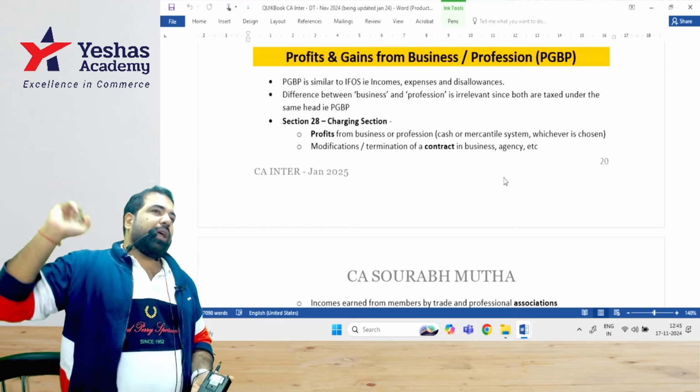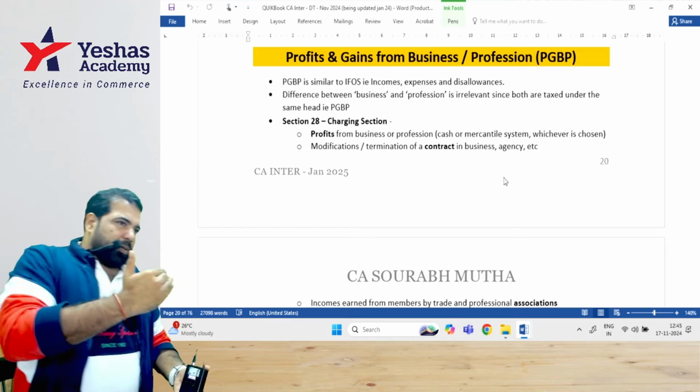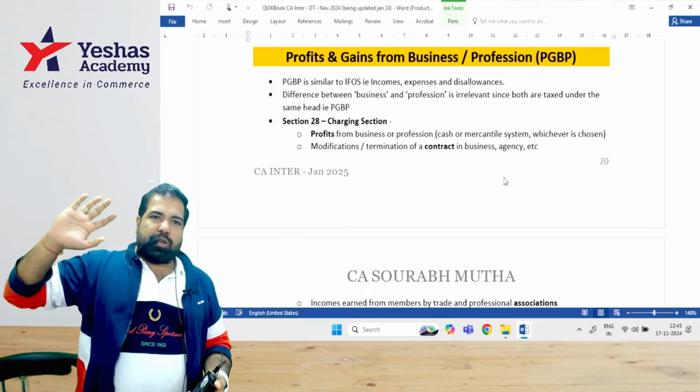What if I buy 22 lakh? Then on 20 lakh, I'll get 100% reduction. On the 2 lakh, I'll get depreciation. Are we okay with this, guys?